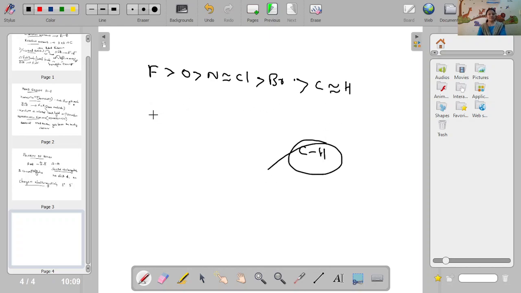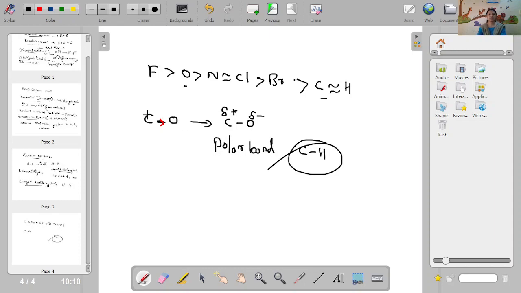Okay, but then if C is attached to oxygen, let's have a look. Oxygen is more electronegative than carbon. Therefore, there is a shift of electrons towards oxygen, a shift like this. As a result of this shift, what will you get? C becomes partially positive and O becomes partially negative. So, delta positive and delta negative. Now, this is a polar bond.